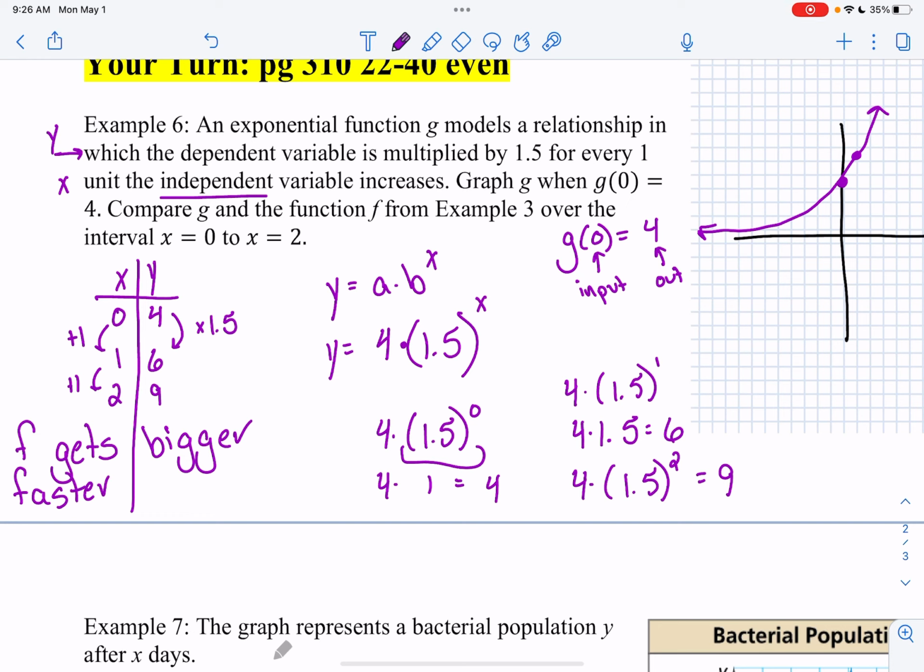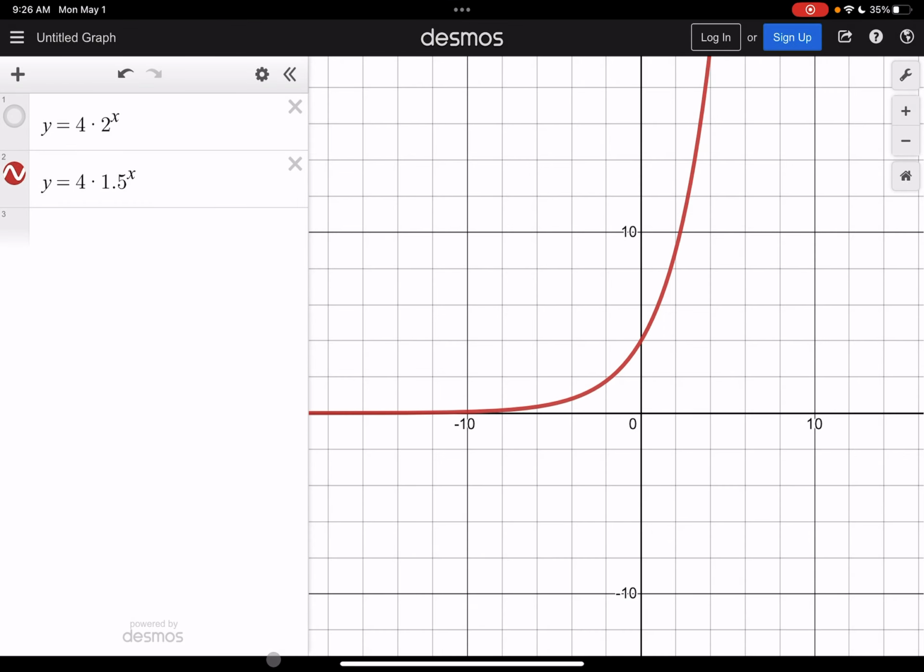Since the base is bigger. Since b is bigger. Since the base is bigger. Okay, and we can actually look at these both side by side. I have them both in Desmos.